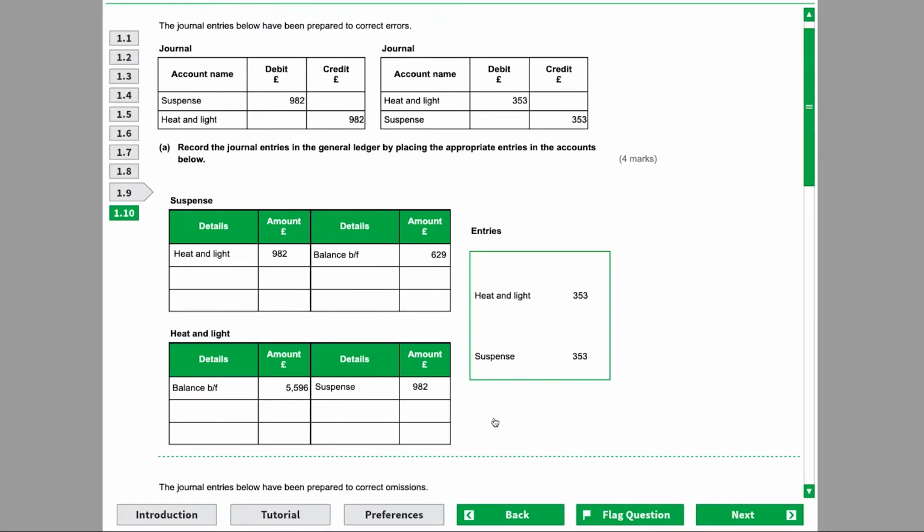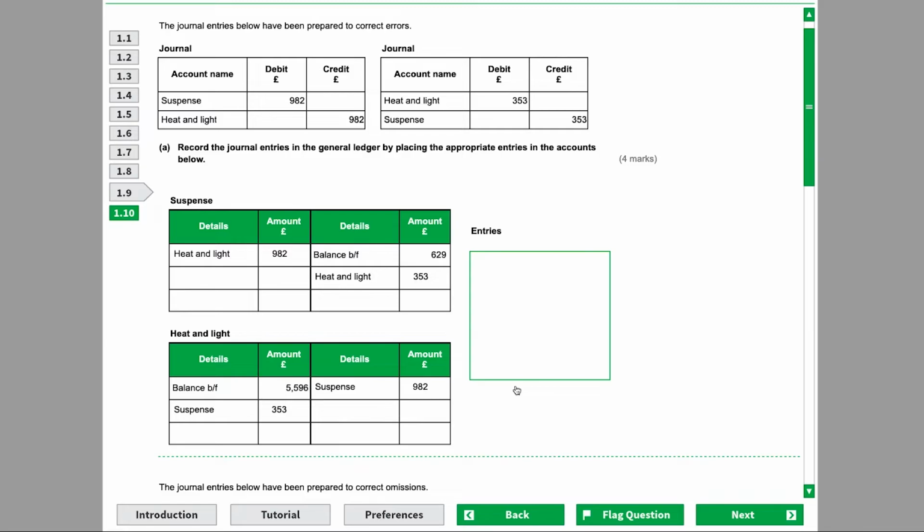The next journal is the one on the right here. It says heat and light debit for 353. So we go to the heat and light account and debit it for 353. Again, you can't select heat and light and put it into the heat and light account because we're already in the heat and light account. So it is the other half of the transaction. We then go to the suspense account and credit it for 353.